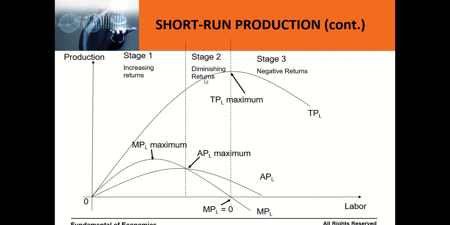The first is the TP, total product. Secondly is the MP, marginal product of labor. Remember, because labor is the variable input, it is not capital. And then you have the AP here. Okay, that's the AP, average product of labor.